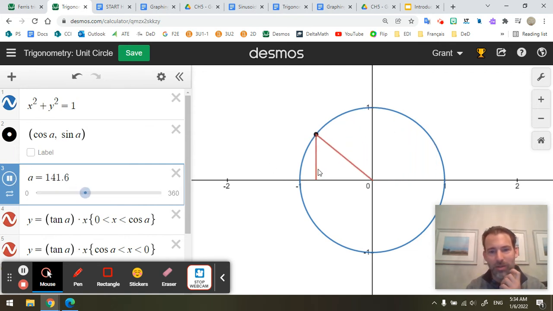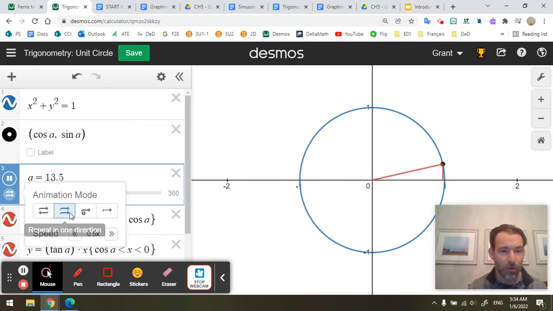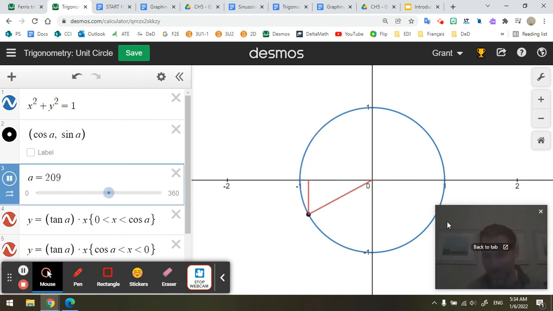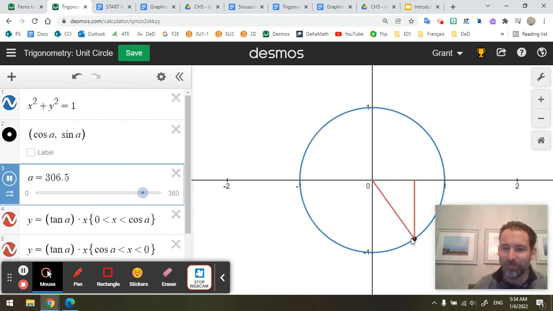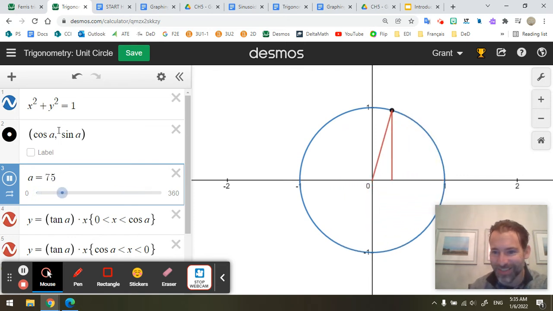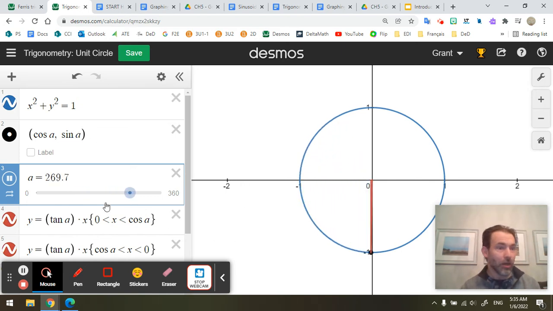As this point goes around, you'll notice that we're tracking horizontal displacement and vertical displacement with this triangle. And you can make this go all the way around in a circle that way. Anyway, just to get it to animate in a full circle. So how did they create this point? Well, that point's given by cos A and sine A. The x-coordinate of that is cosine. The y-coordinate of that is sine. And we can use this to graph our trigonometric functions.